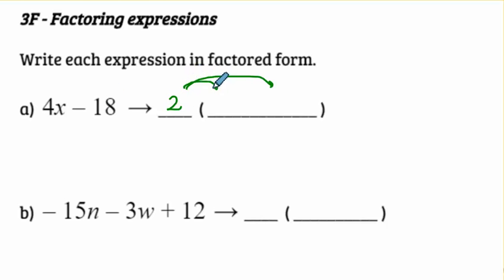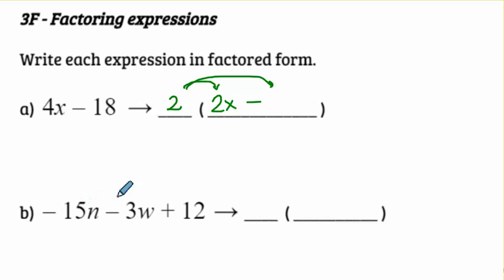And so now with our little arrows, we just ask ourselves, well, 2 times what gives us 4x? 2 times 2x gives you 4x. There's a minus in the middle. And now 2 times what will give you 18? Well, that would be 9, of course.